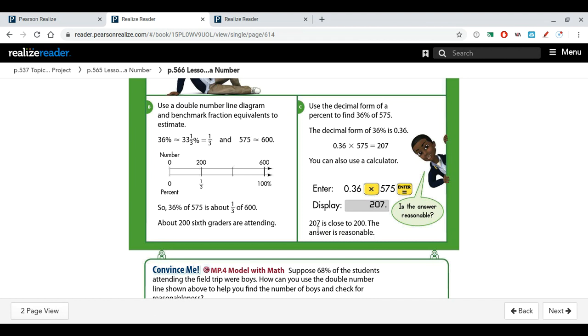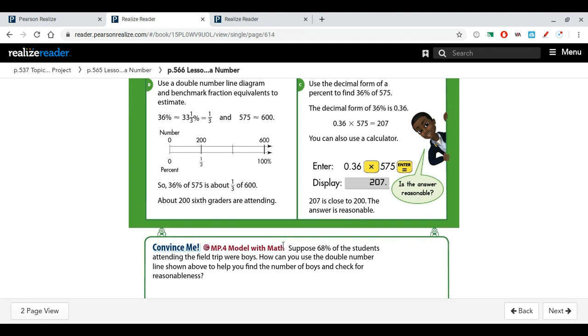So is my answer reasonable? Well, if I look at the estimate that they did, about 206 graders are attending. 207 is a reasonable answer. All right, take a look at the convince me.